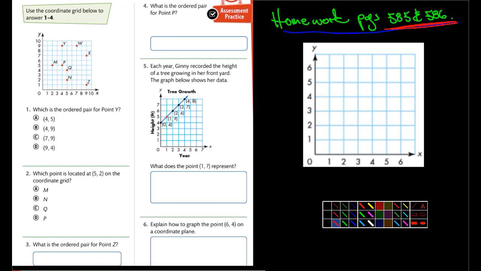Number 5 here, it says, each year Jeannie records the height of a tree grown in her front yard. The graph below shows her data. So here, the X value is time, it's years, and the Y value is the height. And so here's the question. What does the point 1 question mark represent? This is the point they're talking about right there. What does that represent? Well, what's the 1 represent? That's the year. Well, what does the 5 represent? I'm not going to answer that. You guys should be able to do that.